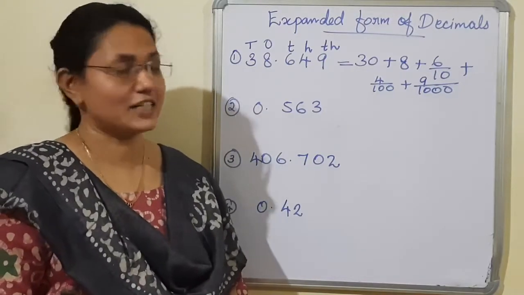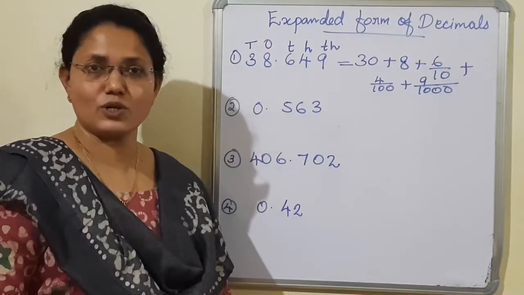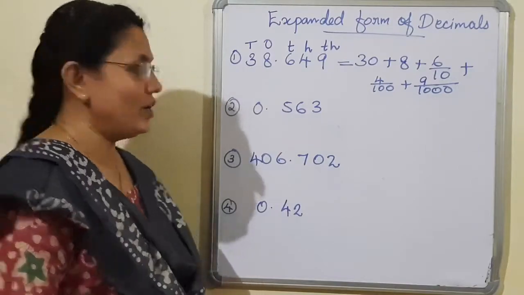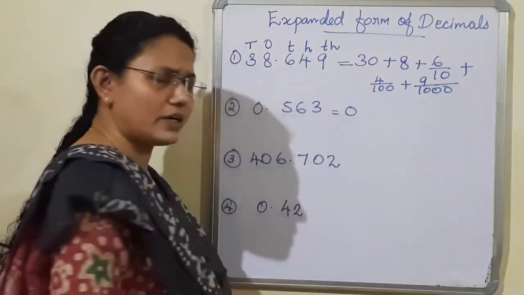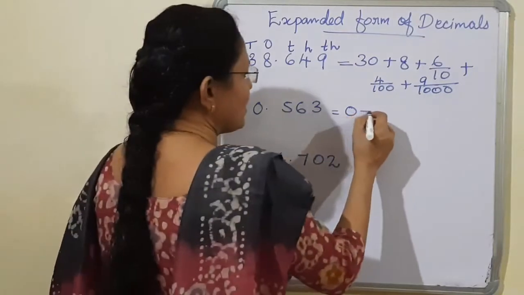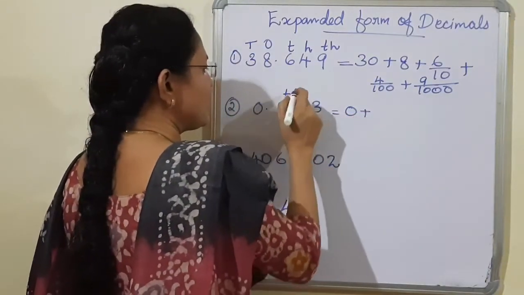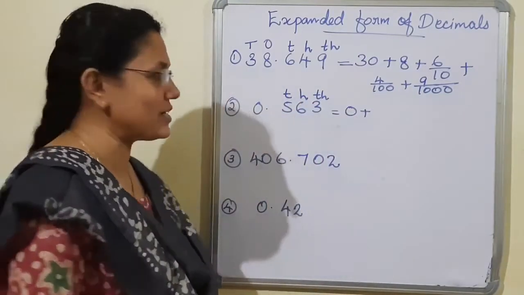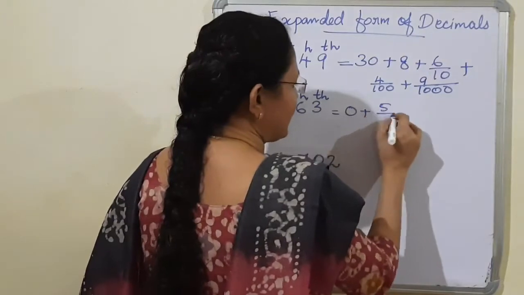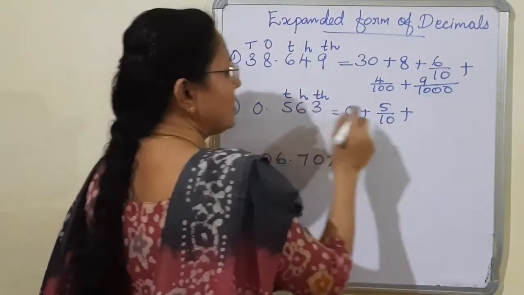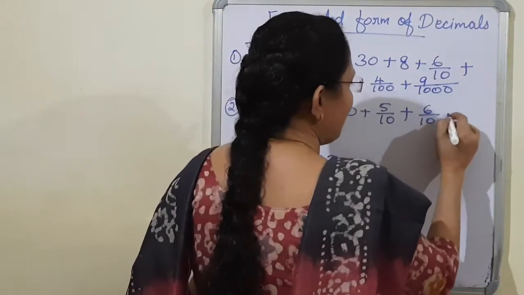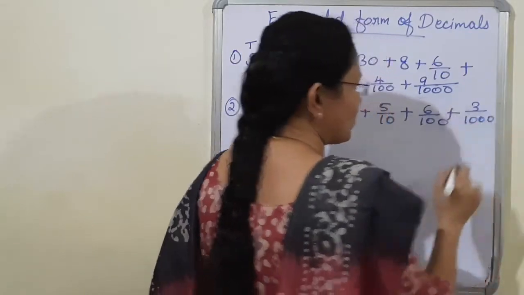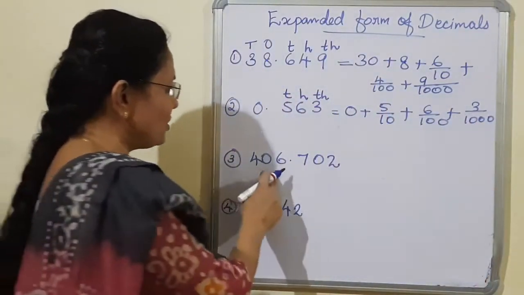Similar way, we can write the expanded form of the other numbers also. 0.563. Here the whole number is only 0. We can write it as 0 itself. If we are not writing also, there is no problem. Plus 5 is in 10th place. 6 is in 100th. 3 is in 1000th. Therefore, how can we write its place value? 5 is in 10th, that is 5 by 10, plus 6 is in 100th, 6 by 100, plus 3 is in 1000th, therefore its place value is what? 3 by 1000. Okay? Now, we can do the next one.